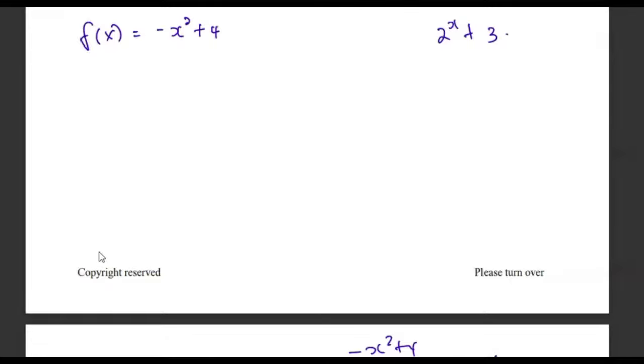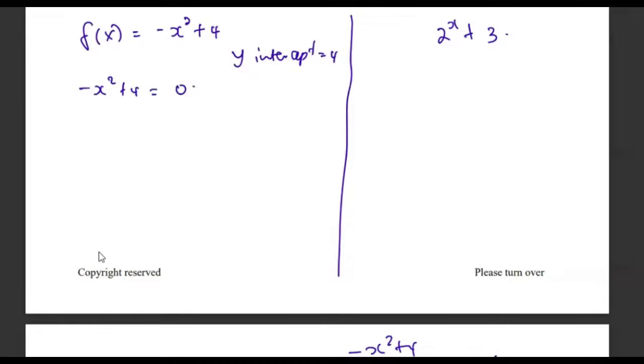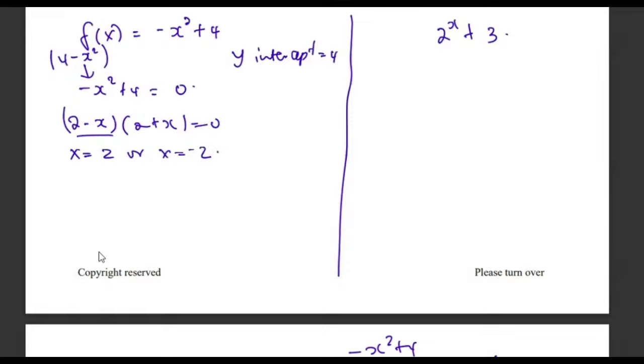Number one, we know that this 4 is the y-intercept, okay? So look for the intercepts. Y-intercept is 4. And then I need to look for the x-intercept. The y must be 0. So negative x squared plus 4 is equal to 0. This one is like a difference of 2 squares. If I say 4 minus x squared, it's also the same thing as this, okay? So that will be 2 minus x, and then 2 plus x is equal to 0. So this first bracket will give me x as 2. Second bracket will give me x as negative 2. So I have my points that I need, this intercept and then the x-intercepts.